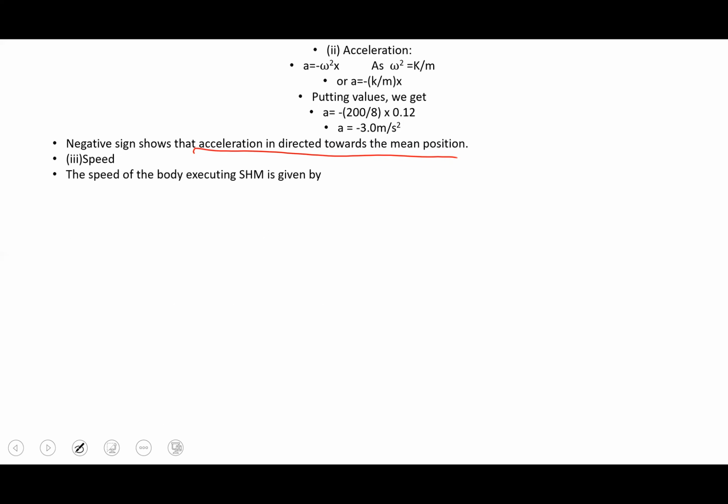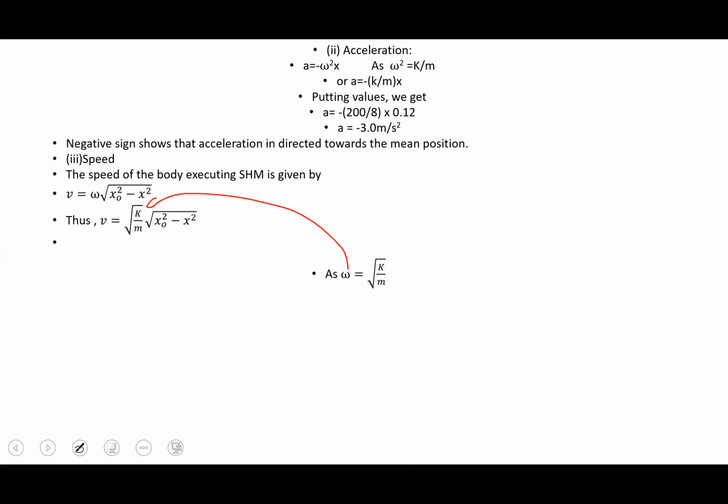The speed part now. The speed of the body executing simple harmonic motion is given by the formula v is equal to omega into under root x naught square minus x square, or we can say r square minus x square if we are taking the radius in this case. Now, as we know that omega is equal to under root k over m, putting the values over here, what do we get?